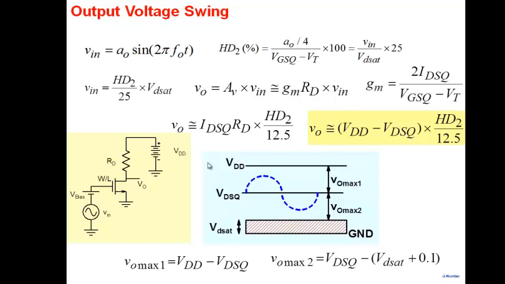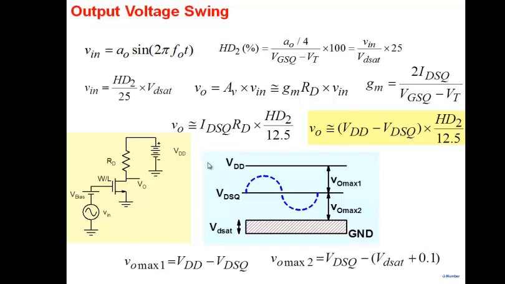As I said, the moment you reach 12.5% HD2, there is a large distortion. This equation itself will not be valid. Every equation has a range of validity, so this equation itself will cease to be valid. Remember, all this equation is based on, for example, my assumption that gain is equal to gmRD. When you have a distortion that large, gain is no longer gmRD.